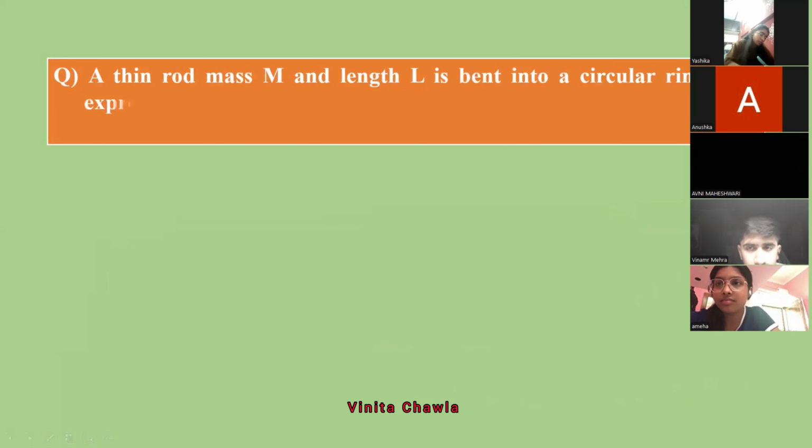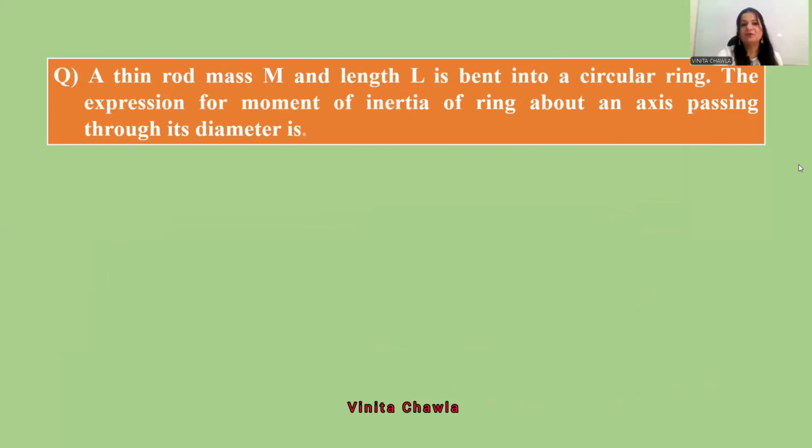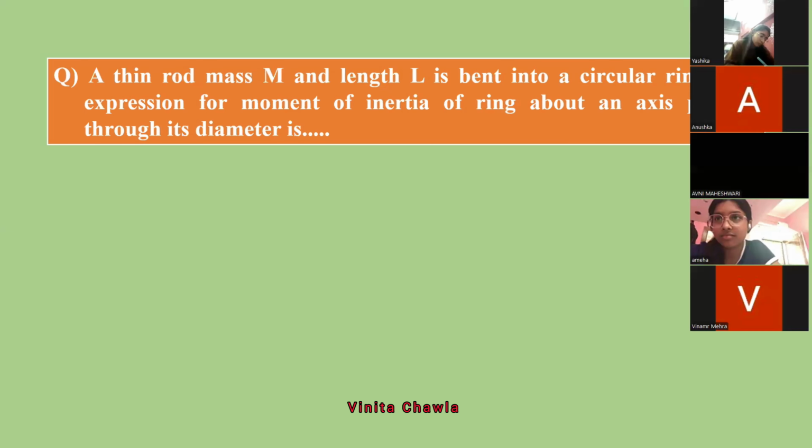We have a thin rod, we have done this already, right? So we have a thin rod of mass m and length l. It is bent into a circular ring. The expression for moment of inertia of the ring about an axis passing through its diameter is, these are your options.